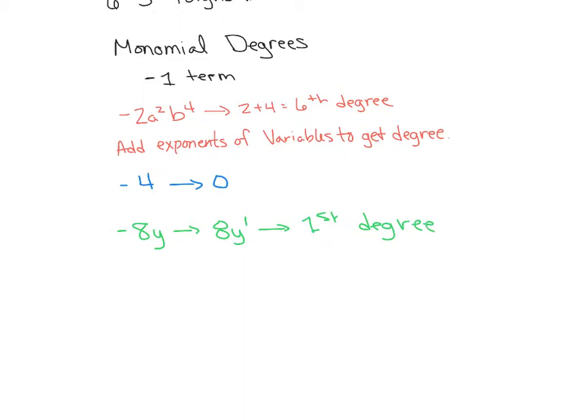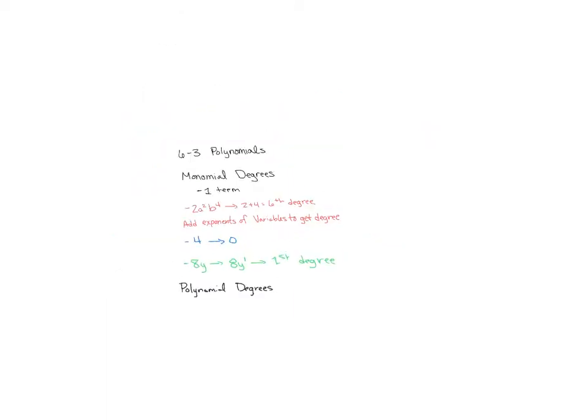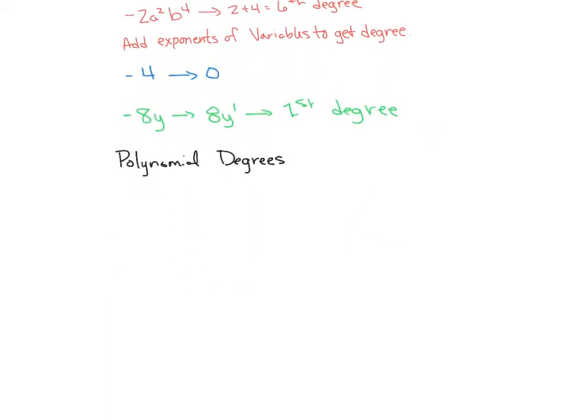Okay, the next thing we're going to be doing is polynomial degrees. So that is when you're given a string of terms. And the way you do that is you look at each term, and the term with the biggest degree wins. So we have 4x minus 18x to the fifth.